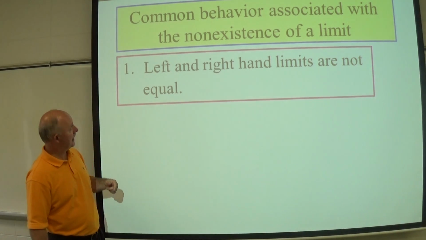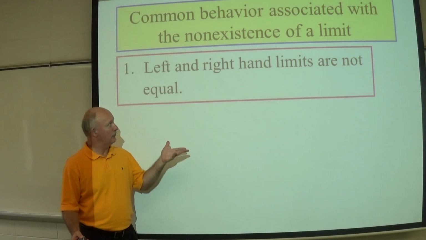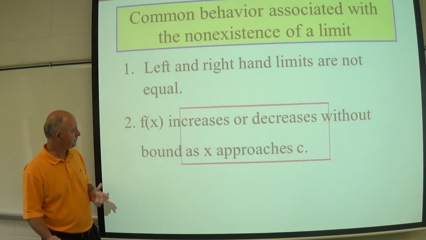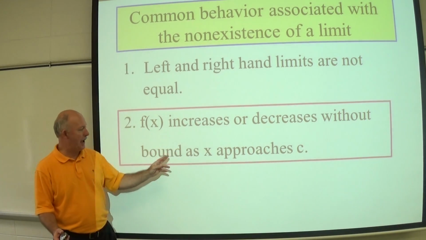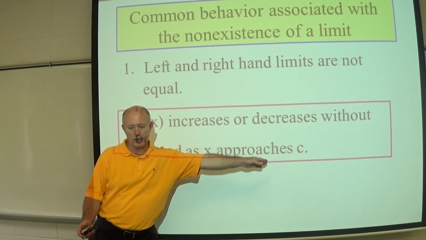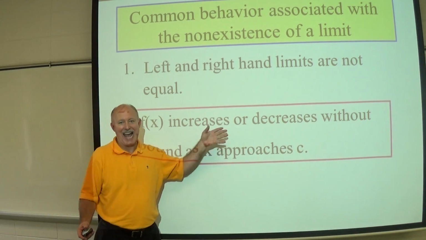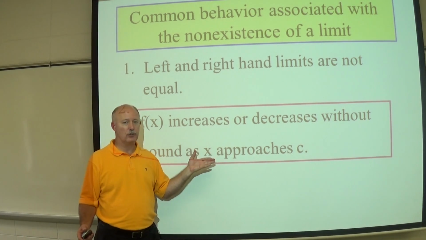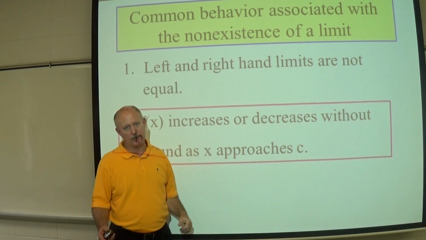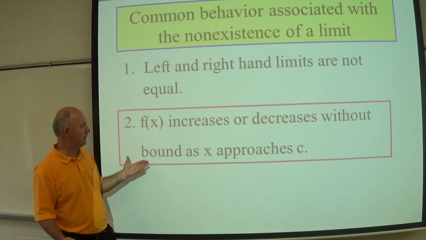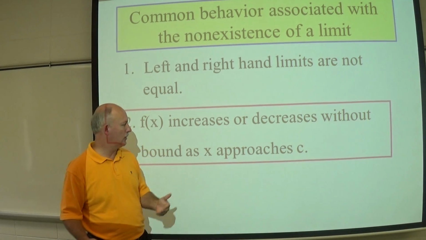Now, the second behavior associated with the non-existence of a limit is when f of x increases or decreases without bound as x approaches some number c. What they're talking about here typically is an asymptote. So if x approaches some number and the y value goes to infinity or negative infinity, this is unbounded behavior. So if you have a vertical asymptote, there's no limit.